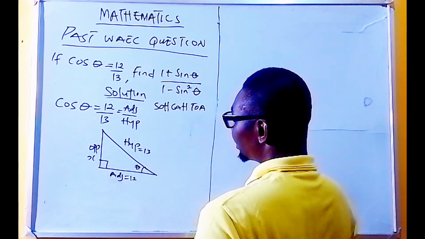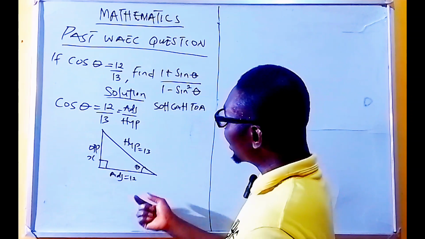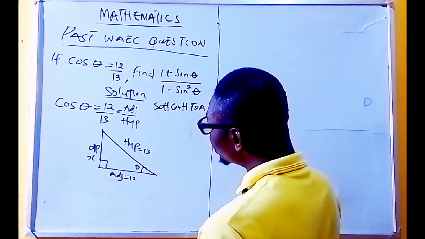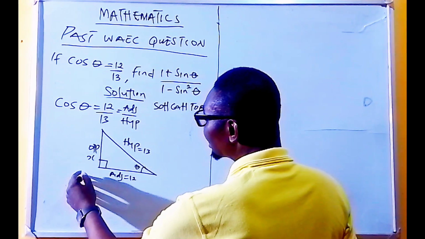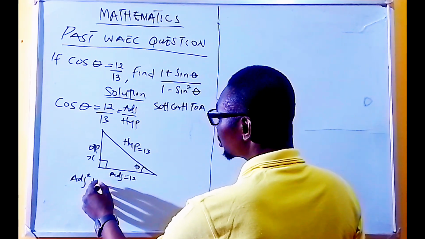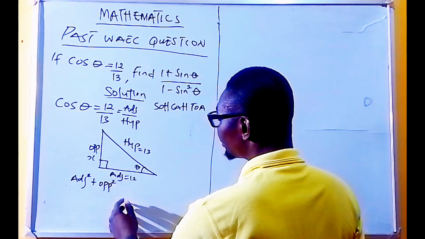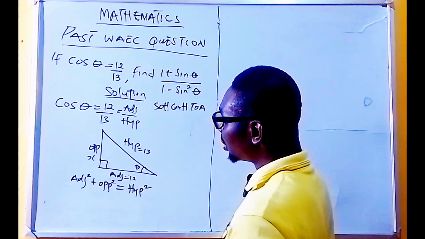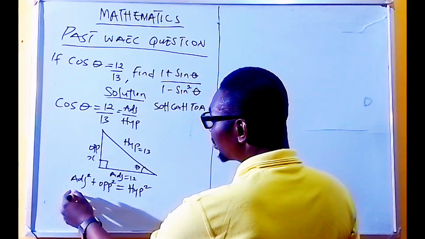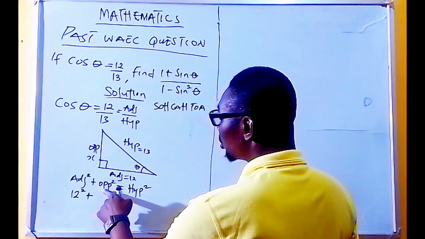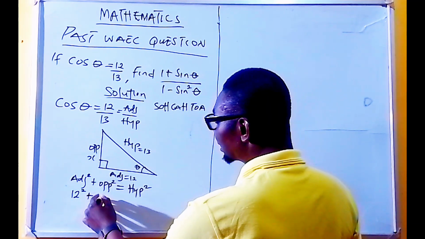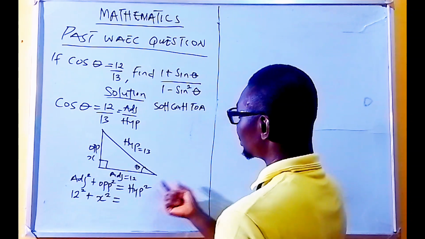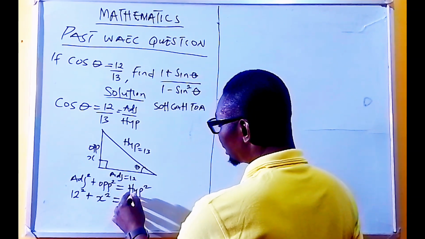Now, to look for x, we are going to use the Pythagoras rule to find the value of x. The Pythagoras rule states that the square of the adjacent side plus the square of the opposite side is equal to the square of the hypotenuse. So if the adjacent side here is 12, we have 12 square plus the opposite side, let's represent it with x, so it becomes x squared, equal to the hypotenuse, that is 13, then you square.